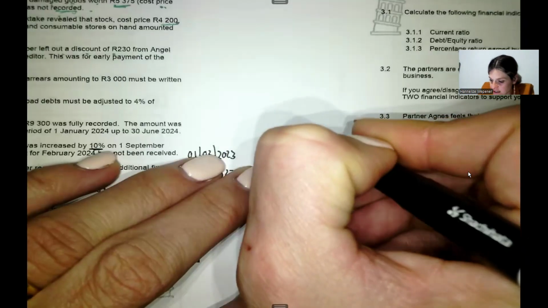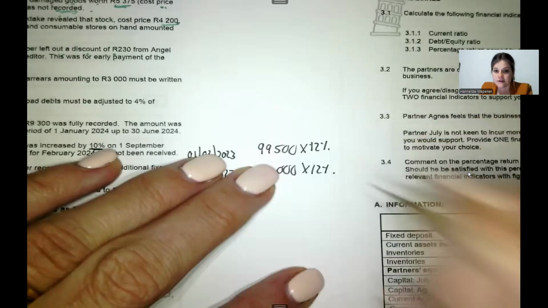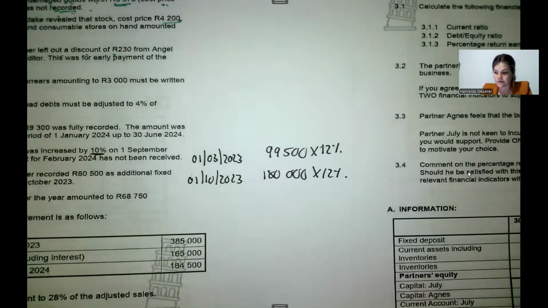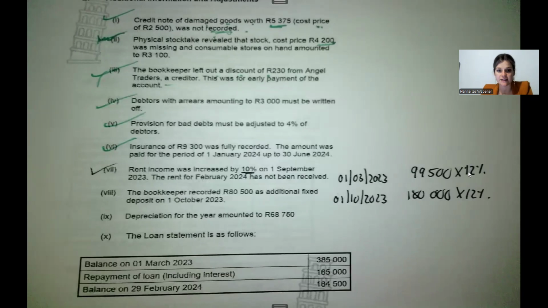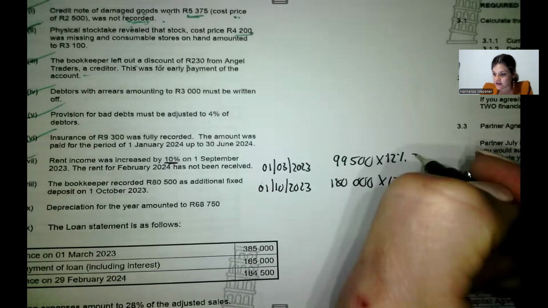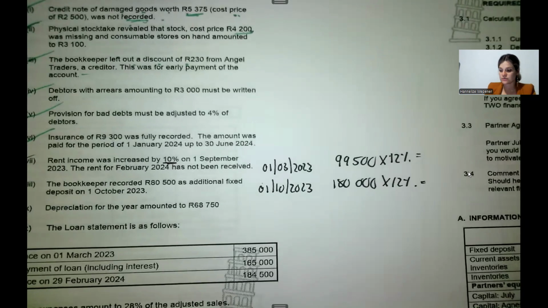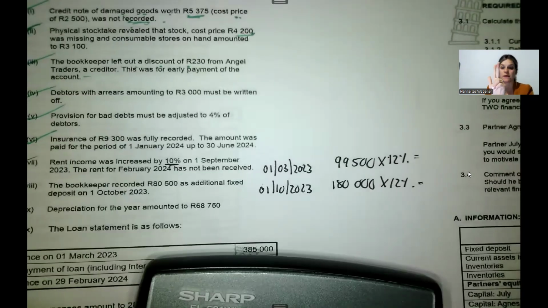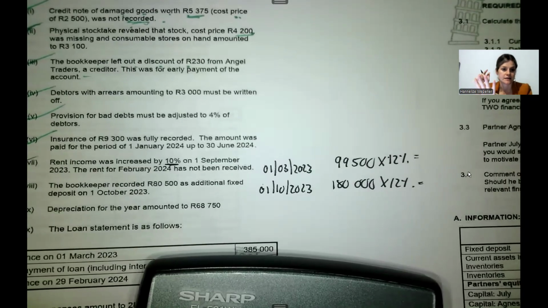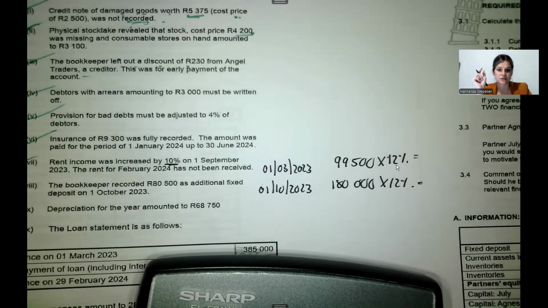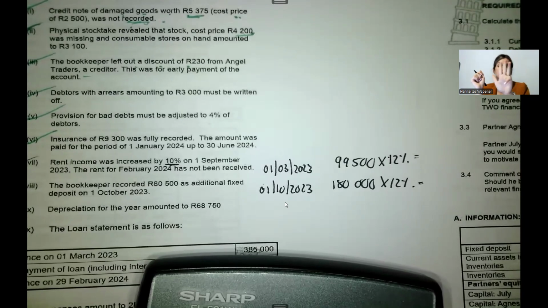Then they're saying that your fixed deposit earns interest at 12% per annum. So these amounts earn interest at 12% per annum. But remember, you didn't have these amounts for the full financial year. Therefore, you must go and calculate for how long you had each one of these amounts as your fixed deposit. And for the first one, it was March, April, May, June, July, August, and then September as well, because your increase was only on the 1st of October.